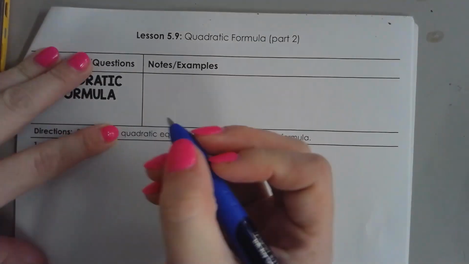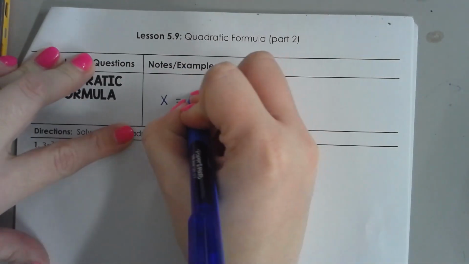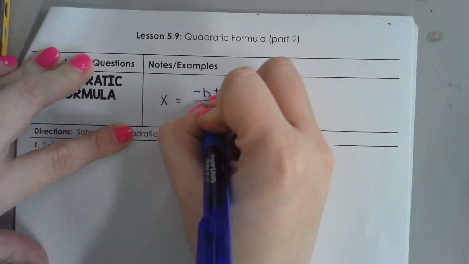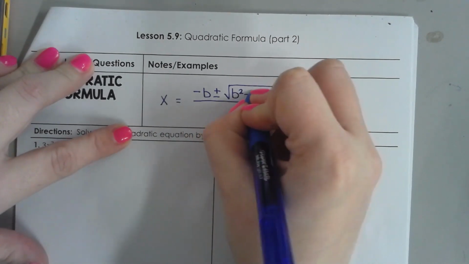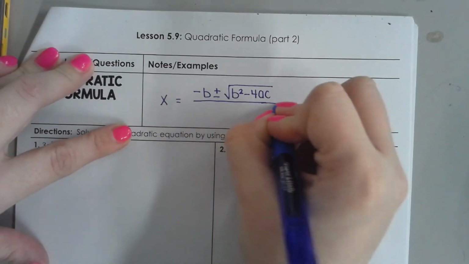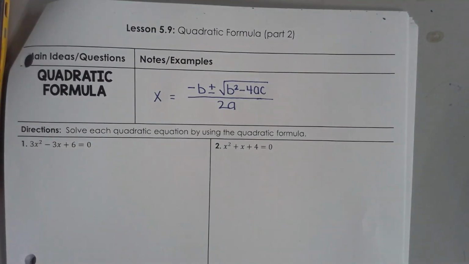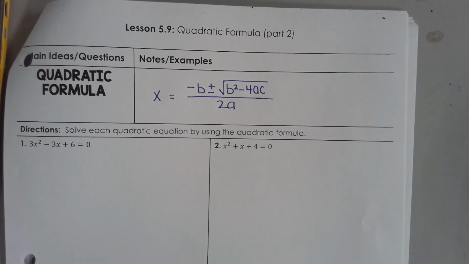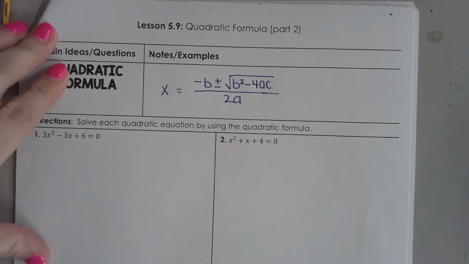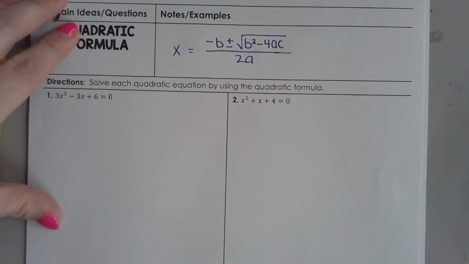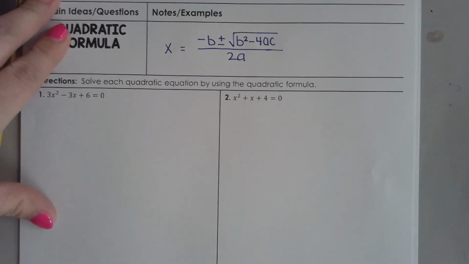So as a reminder, this is your formula. X equals negative b plus or minus the square root of b squared minus 4ac all over 2a. And as always, if your b is negative, make sure you put that in parentheses, especially when you square it. If you do not, you will not get the right answer. So we are going to see some negative numbers show up under the square root.